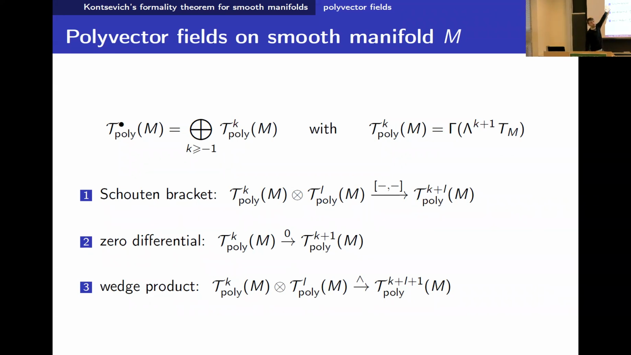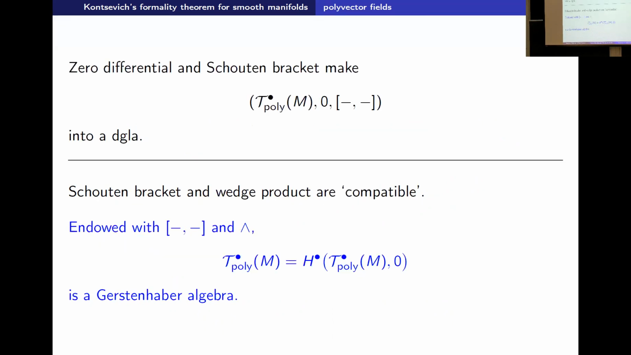And on this space T poly, there are three natural algebraic structures. There's the Schouten bracket that was mentioned yesterday in Alexander's talk, which is an operation of degree zero. And then there's the wedge product, which because of the degree shift is actually an operation of degree plus one. And then the third operation is trivial. We make T poly, which is Z graded, into a cochain complex simply by considering the trivial, zero differential. And then when you look at this Z graded vector space T poly with the zero differential and the Schouten bracket, you get what's called a differential graded Lie algebra.